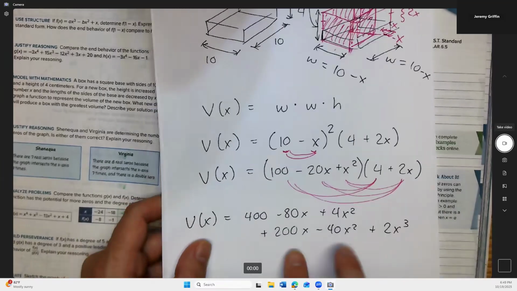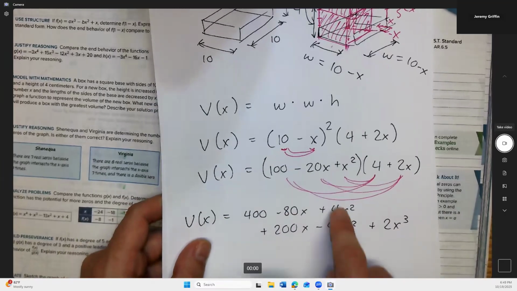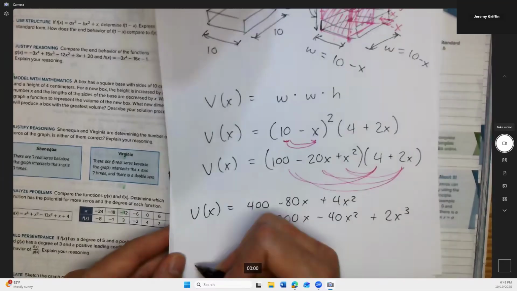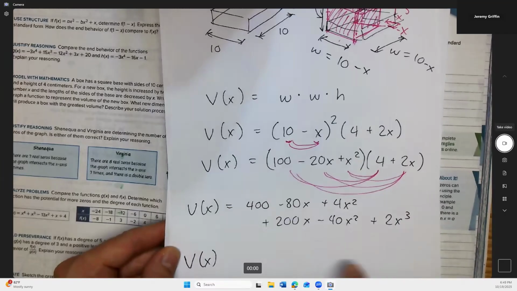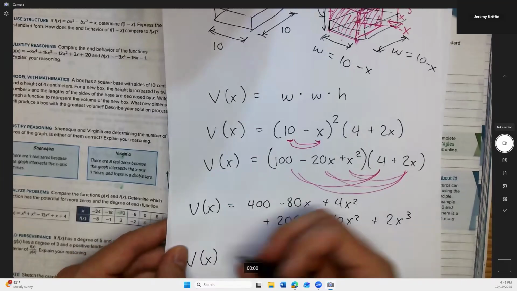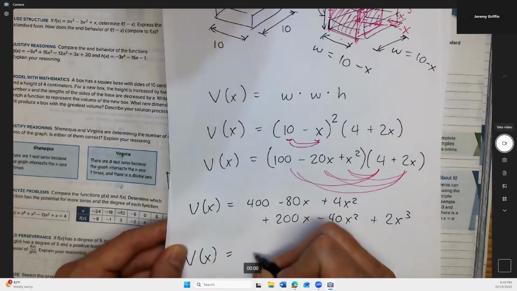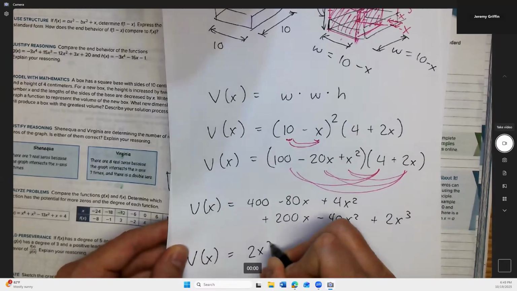And some of these I can consolidate. Like here's a couple of x terms, and here's a couple of x squared terms. So here we're going to do that. Okay. So volume is a function of x. Also, I'm going to reverse order this. So I'll start with 2x to the power of 3, right? Because that's the highest power on x. So 2x to the power of 3.